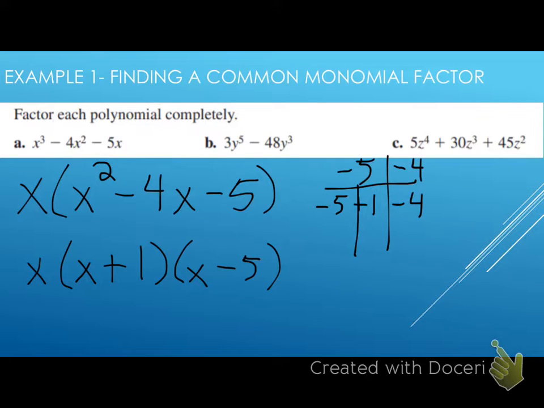So now I've got three polynomials. I've got x, I've got x plus 1, and I've got x minus 5. Can any of those be factored any further? They cannot. So this is now factored completely, and that's my answer. Does that make sense for us? Okay, can I erase and move to B?